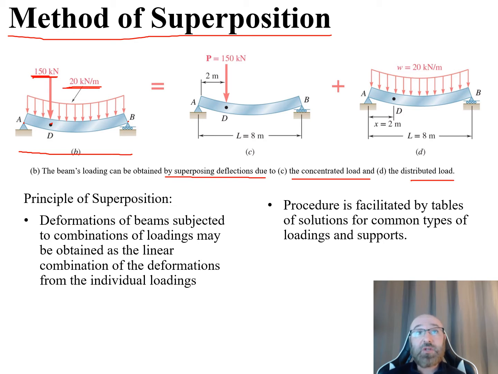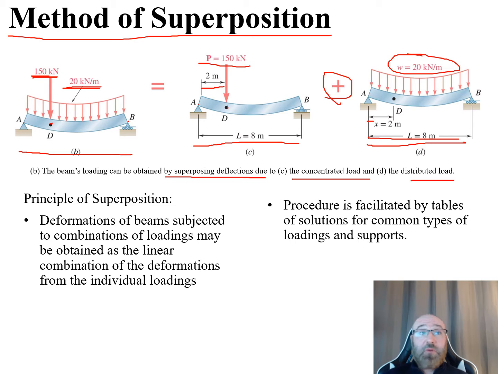Looking at these individually, our concentrated load is this 150 kilonewtons located 2 meters from our support at A, at this point D. We see the whole beam has a length of 8 meters, and this is going to now be plus, as we separate out over here, a distributed load of 20 kilonewtons per meter. And again, we can still see our distances to point D and the total length of our beam. So what does our principle of superposition say?